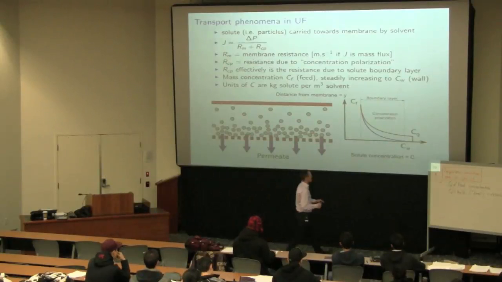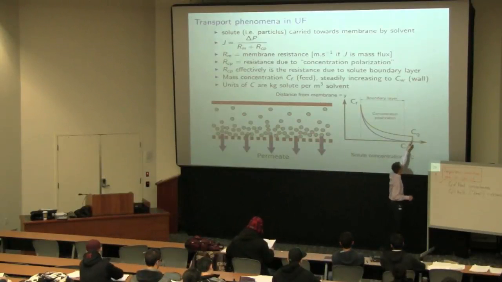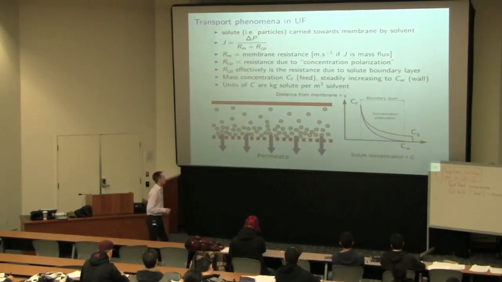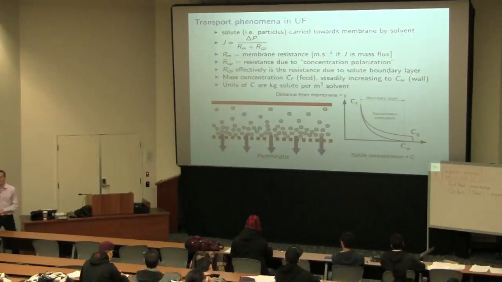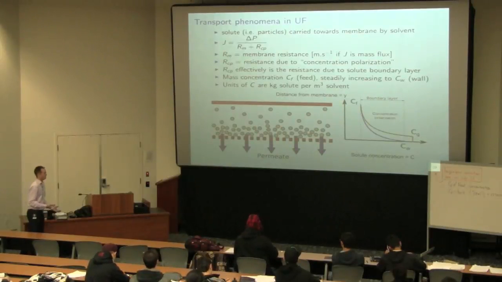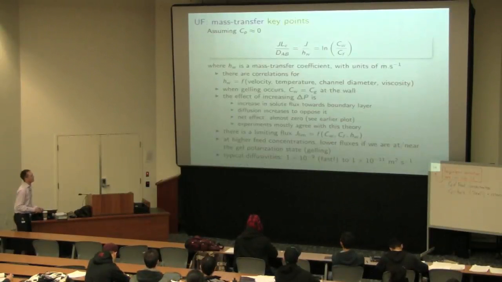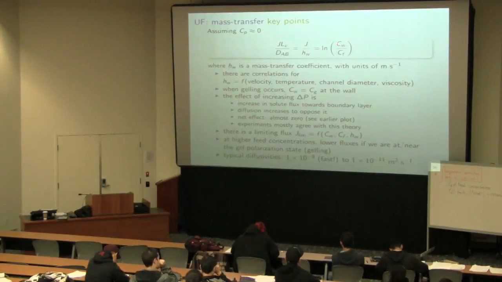So at a particular concentration, C subscript G, we get something that essentially gels onto that membrane, beyond which we cannot improve the flux. No matter how much we increase the pressure by, we simply remain at that concentration at the wall, and we remain at a certain flux J. So what people do is take this equation and substitute in, at our wall, C subscript G, the gel concentration. And that can be determined experimentally, and then you can determine what that limiting flux is through measurement.